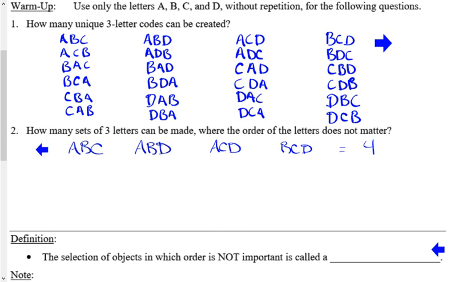Okay, how many sets of 3 letters can be made? So here it's not asking us to arrange the letters, but just to pick a group of 3 letters. So if I have these 4 letters to choose, at this point I can just list them out. I could do ABC, ABD is distinct, ACD, or BCD. So each of these groups is different, but there's not another group of 3 letters that I can come up with.